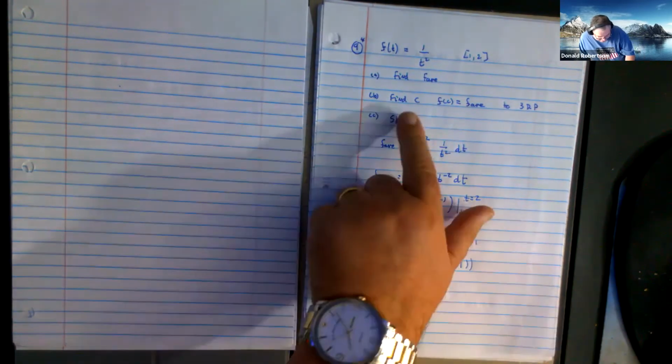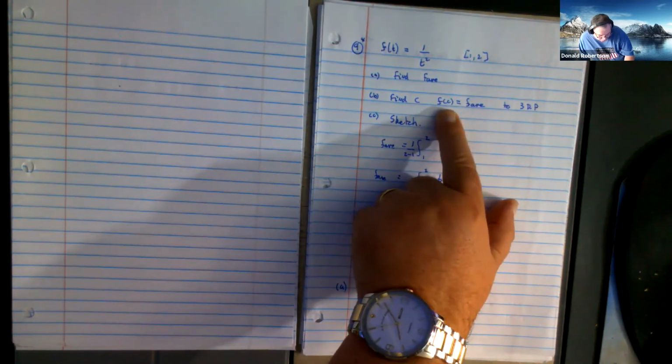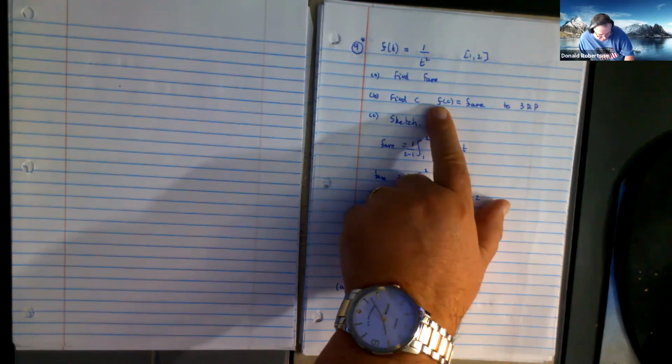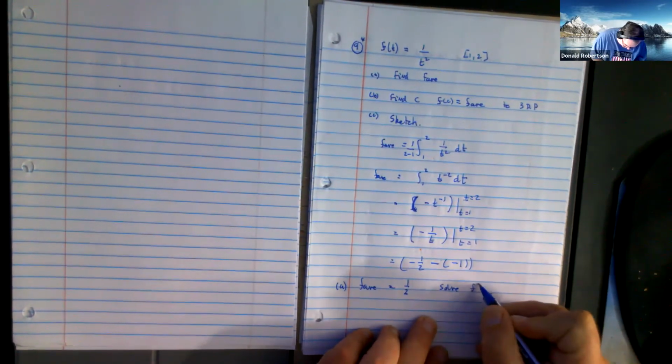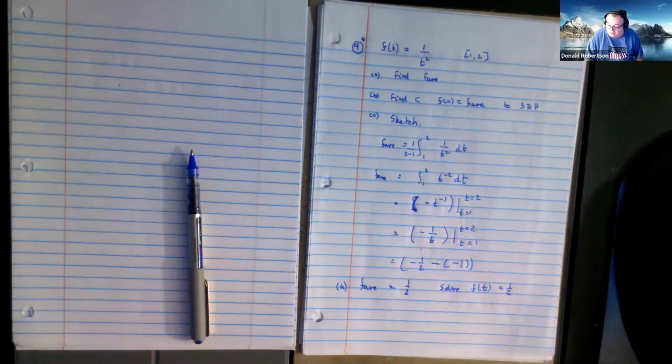Now we're being asked to find c, right? So finding a coordinate in the range 1 to 2 where the value of the function is the same as the average. So we're essentially trying to solve: when is the function equal to a half? That one is so simple that I could have done it algebraically. But since they want the answer to 3 decimal places, I'm going to use Desmos. So I'm getting Desmos set up right now.